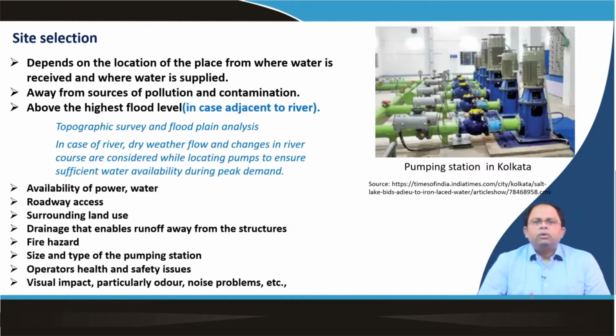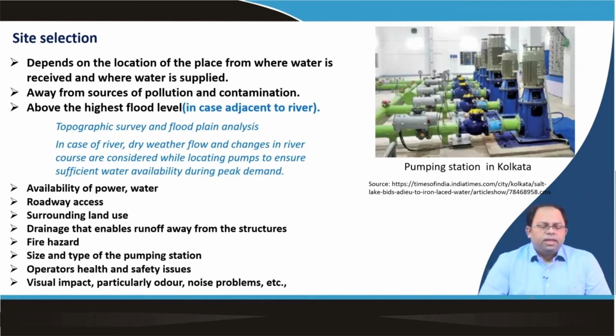For example, if I locate an overhead reservoir and I want the pumping station along with it, I will require the overhead reservoir to be as central as possible to the area it serves. So, we have to find land in that particular area, but there are certain basic criteria that have to be followed. Of course, it depends on the location of the place from where water is received and where water is supplied. That is the first criterion. And because we are dealing with both water supply as well as sewage networks, pumping stations are required for both.